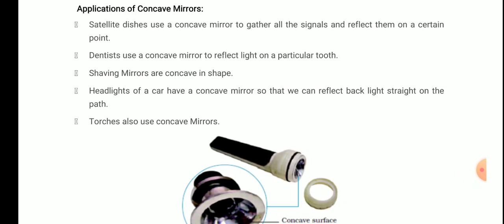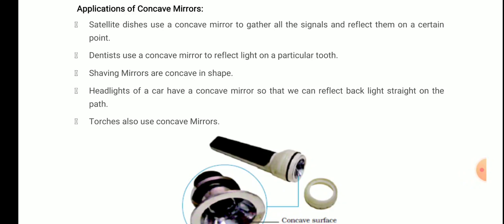Clear? What is the incident ray? The ray that strikes a reflecting surface is known as the incident ray. What is the reflected ray? The ray that gets reflected or bounced back after being incident on the reflecting surface is known as the reflected ray. And what is the normal? It is a perpendicular line that is drawn from the reflecting surface. Then what is the angle of incidence? The angle made by the incident ray with the normal is known as the angle of incidence, and the angle of reflection is the angle made by the reflected ray with the normal.